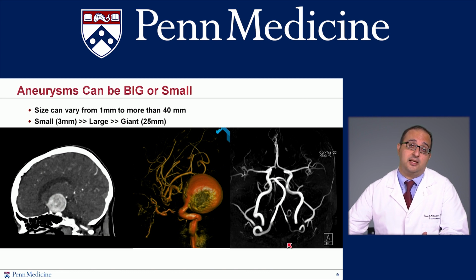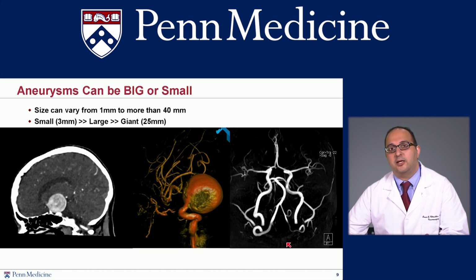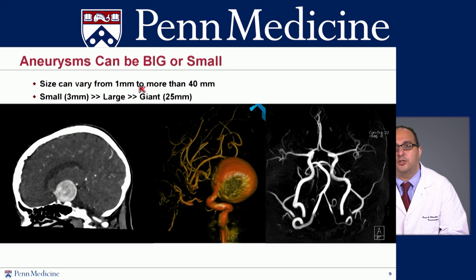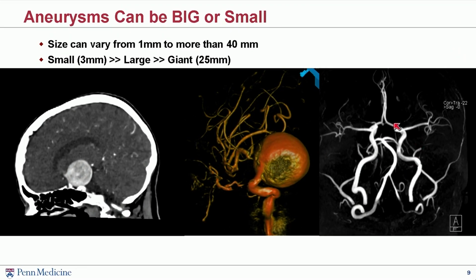Aneurysms, like I said, can come in different shapes, but they can also come in different sizes. I've taken care of aneurysms as small as 1 millimeter, which often don't need treatment. And as you can see in this patient's MR angiogram, you can see this very tiny dot, which is a 1 to 2 millimeter aneurysm right here.